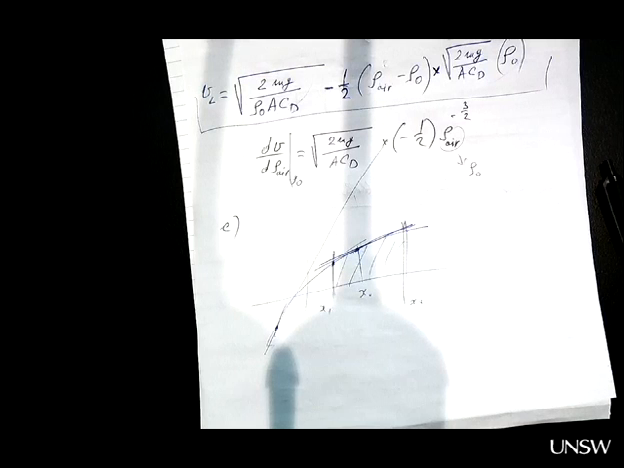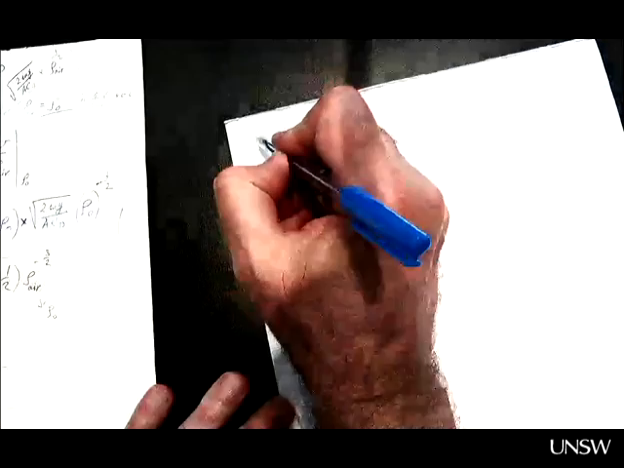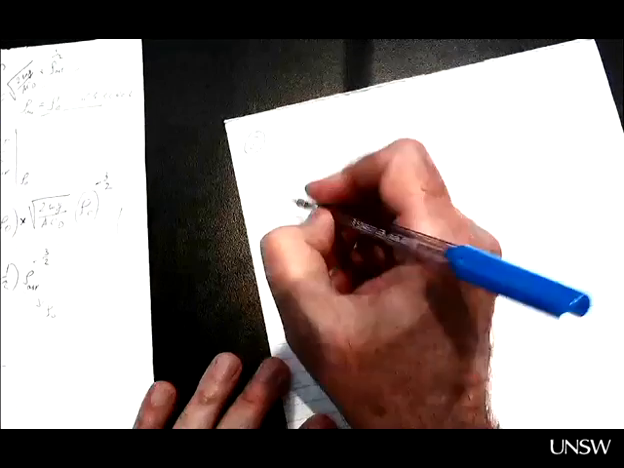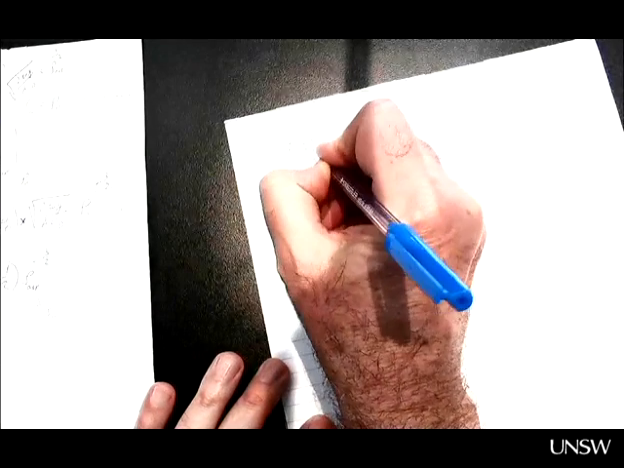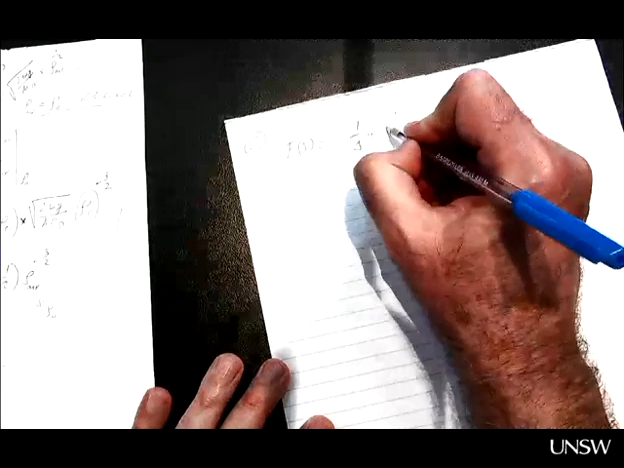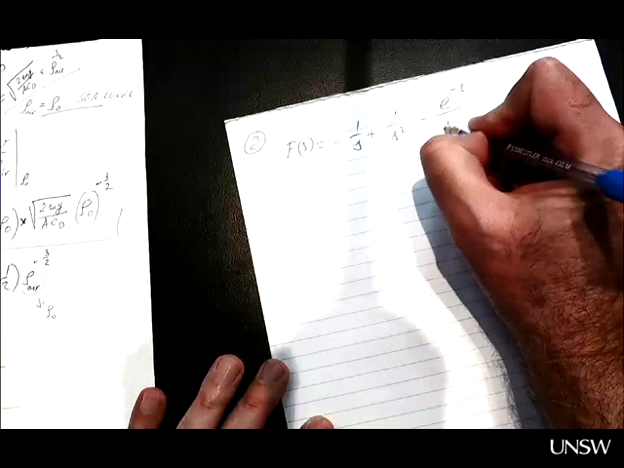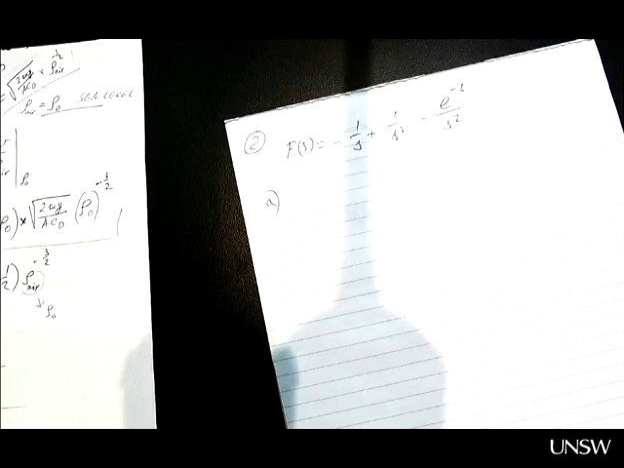Question 2, it's only 1 mark, but it's actually testing how you handle Laplace transforms. You have a function F of s, question 2. F of s equals minus 1 over s plus 1 over s squared minus e to the minus s over s squared. Part A, find initial and final values of f of t.